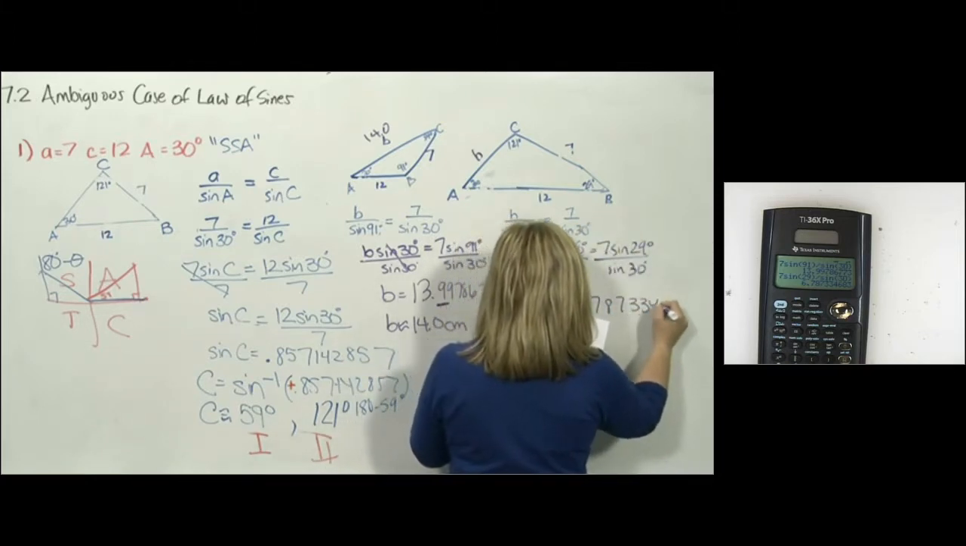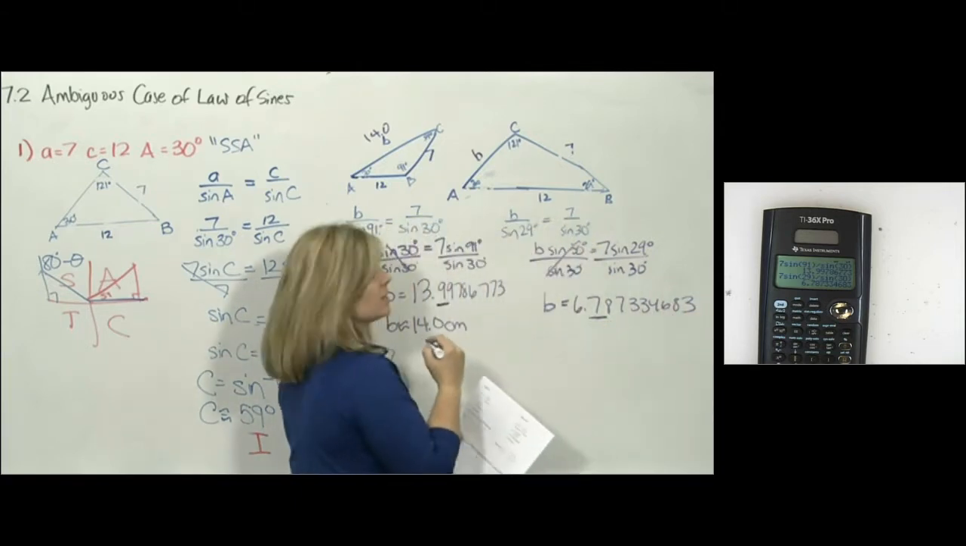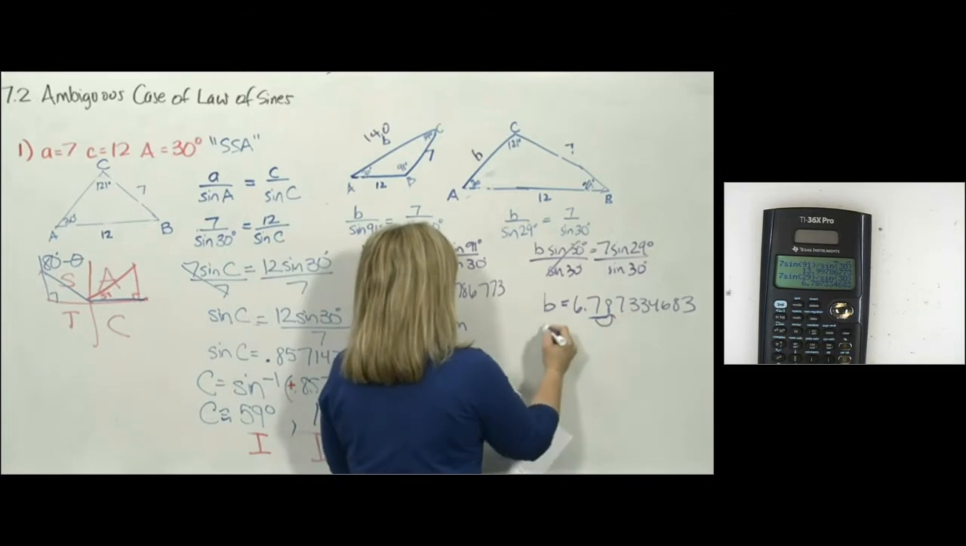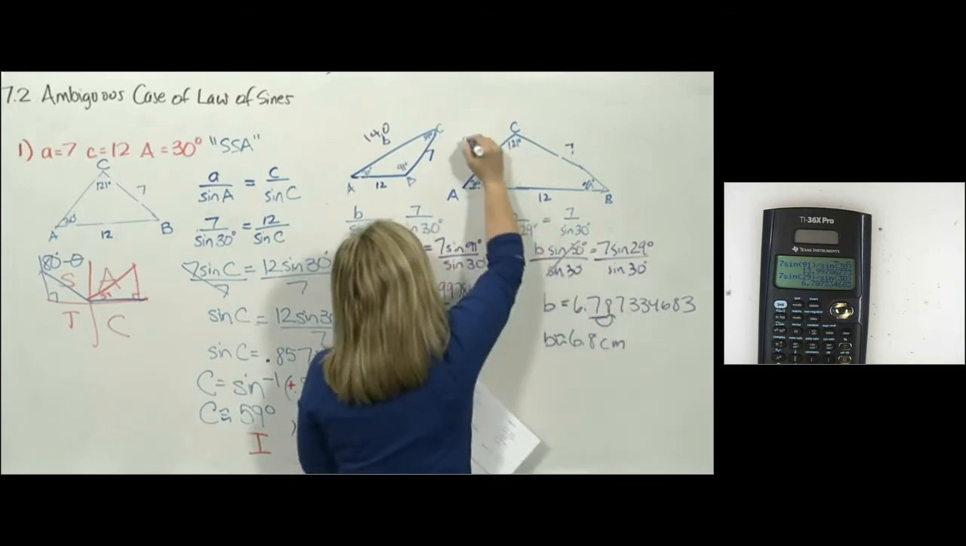It says to round to the nearest tenth. 7 is in the tenths place. There's an 8 behind it. That would round up to approximately 6.8 centimeters.